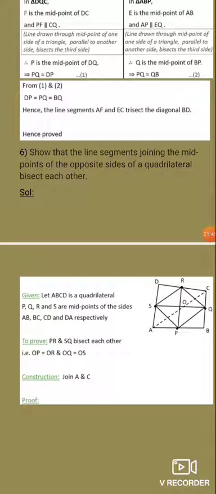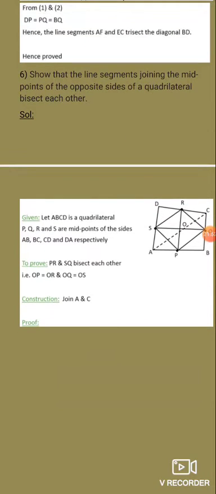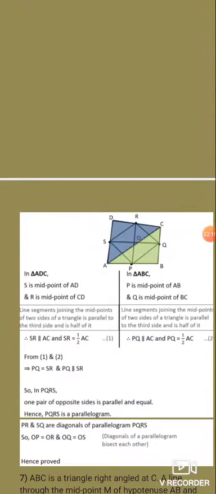Now listen to the solution. Given ABCD is a quadrilateral, P, Q, R and S are the midpoints of the sides AB, BC, CD and DA respectively. We need to prove PR and SQ bisect each other. That is, OP is equal to OR and OQ is equal to OS. We need to prove. For that construction, join A and C. Now the proof, listen carefully.